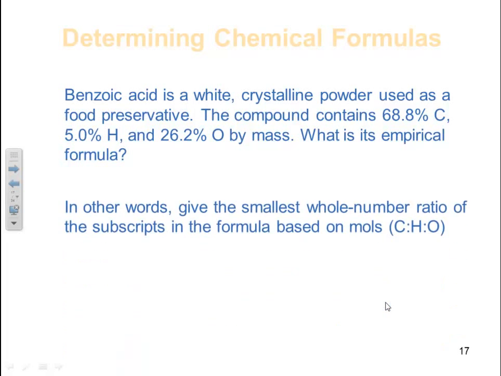In other words, we want to find out the smallest whole number ratio of the subscripts in the formula based on moles. How many carbons there are to hydrogens and hydrogens to oxygen. So we're looking for the formula CxHyOz, where we're trying to find out what x, y, and z are. And these things are based on moles.